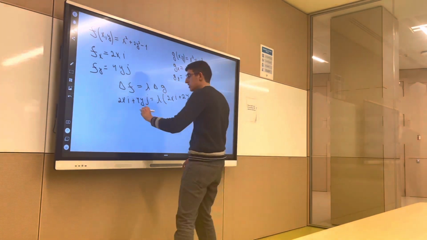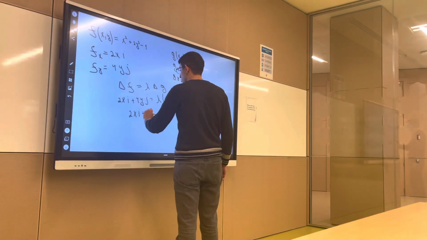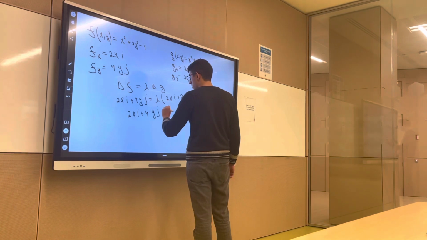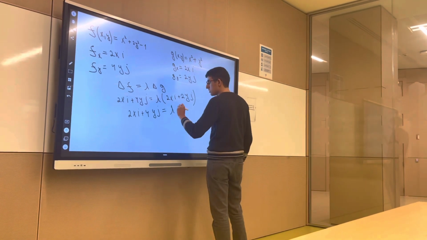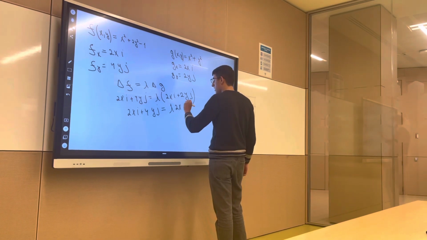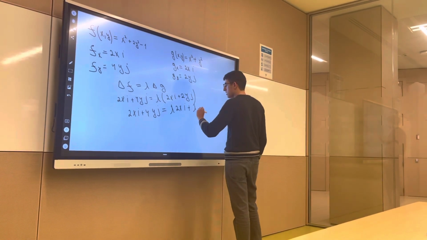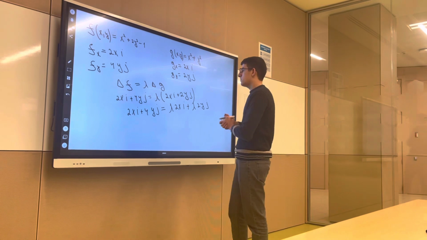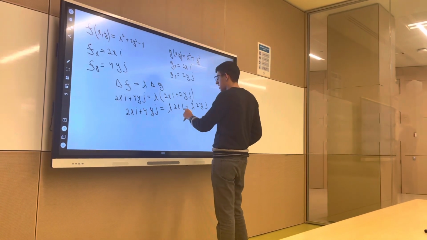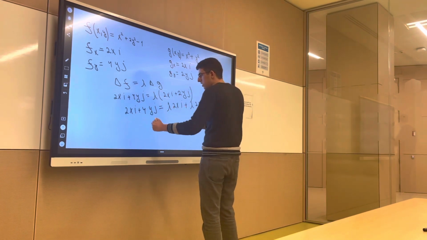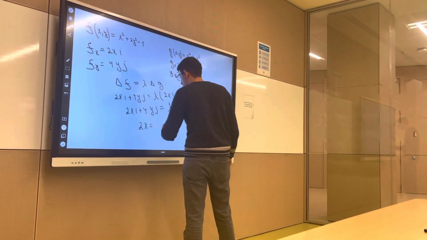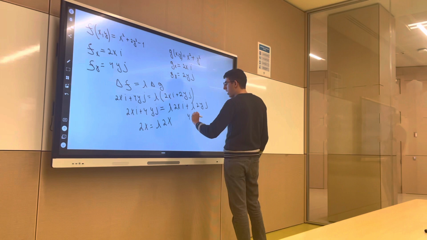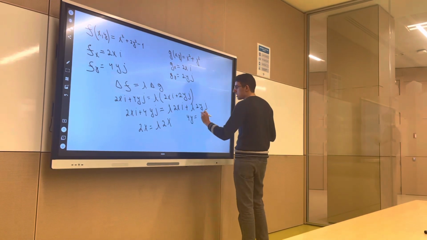So we get this, and we equalize. We see that the component vectors are the same, that's why we equalize these parts, and we get that 2x equals lambda 2x. Also, for y: 4y equals lambda 2y.